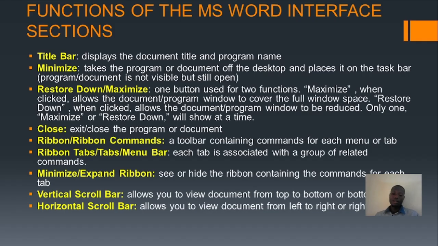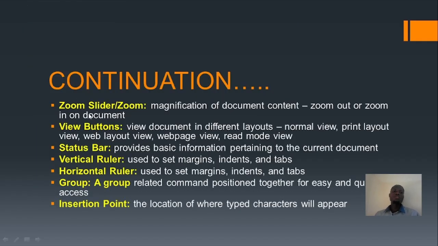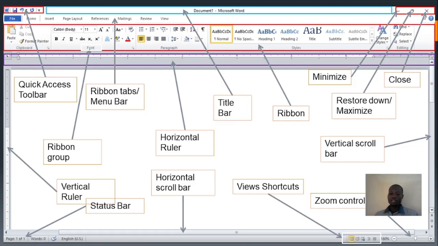Alright, nice one. Let's continue. We have the zoom slider, or zoom. This helps us to magnify our document, to zoom out or zoom in. We can do that here. So this is the zoom control, which helps us to magnify our document. Zoom in is increasing and zoom out is reducing. So you can do that here.